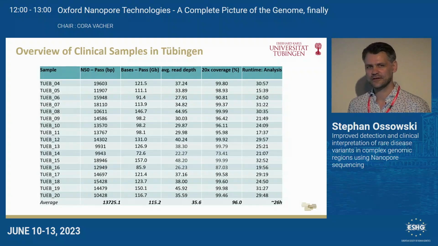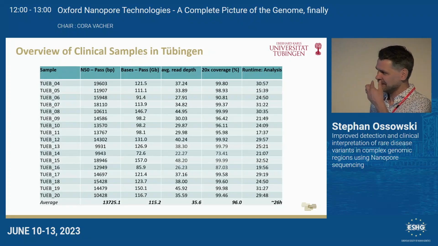Here's the overview of the clinical samples from Tübingen. I only show that to give you the stats we have. For instance, on average, we do 35x coverage. So we prefer for diagnostics to have coverage between 35 and 40x.